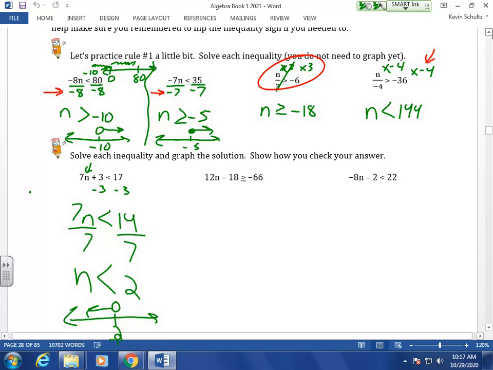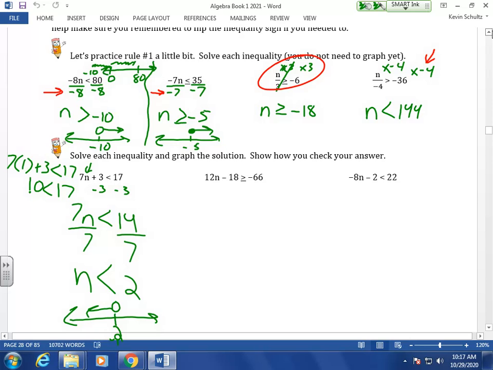However, any number less than 2, we'll pick 1. 7 times 1 plus 3 is 10. 10 is less than 17. So it satisfies what the inequality says. Okay? It goes back to, what do inequalities do? They compare, right? The left side is less than 17. Questions on that? That was a good one, thank you.